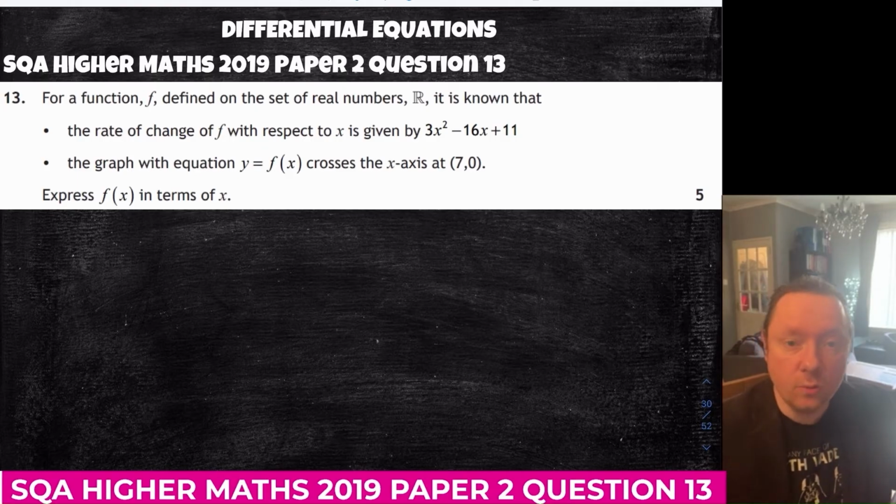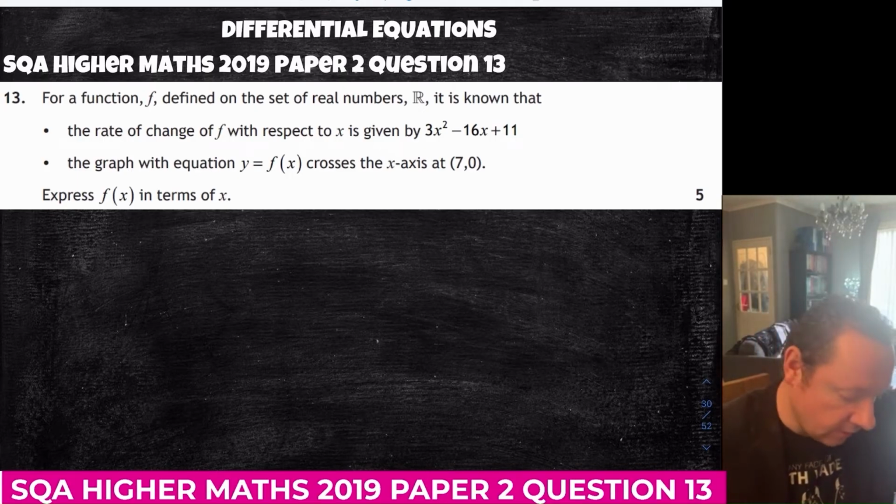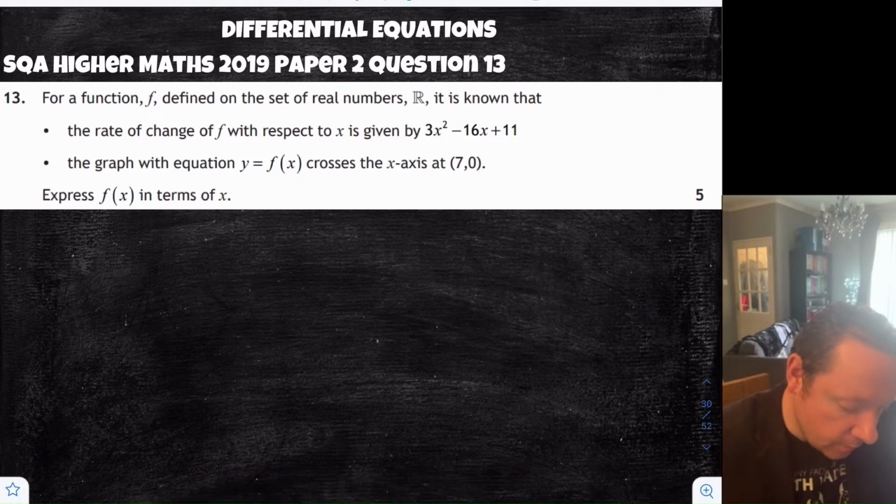Equations. SQA Higher Maths 2019, paper 2, question 13. A function f is defined on a set of real numbers. It is shown that the rate of change of f with respect to x is given by this equation. The graph of y equals f of x crosses the x-axis at 7, 0. Express f of x in terms of x.